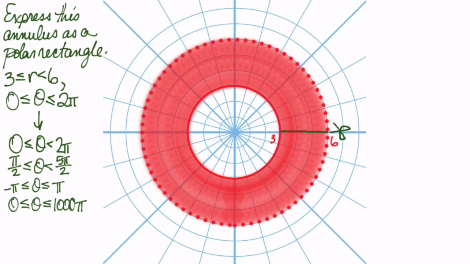You could, like I said, be a total freak and snip it here, and then your interval would be pi over 2 to 5 pi over 2. You could start at negative pi and go to pi. You could start at 0 and sweep to 1000 pi, which is actually 500 loops around. But it's still going to color in the same region. So this would be a pretty silly interval, but you would be totally correct in saying that. So there are infinitely many correct expressions of this annulus as a polar rectangle.